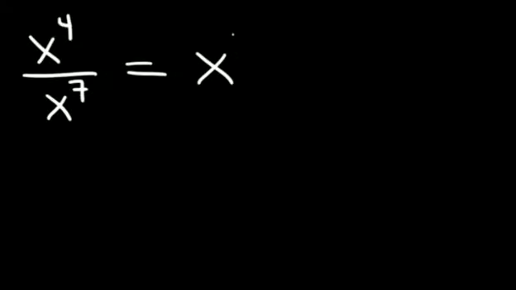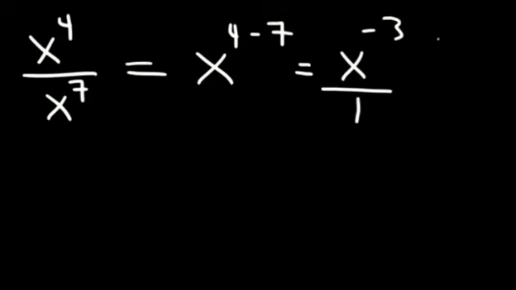If we subtract it, starting from the one on top, it's going to be 4 minus 7. And this will give us a negative number. So what does that mean? This is the same as x to the negative 3rd over 1. And whenever you have a negative exponent, you can take the x variable, move it to the bottom, and by doing that, the negative exponent will now become a positive one. And so the final answer is 1 over x cubed.